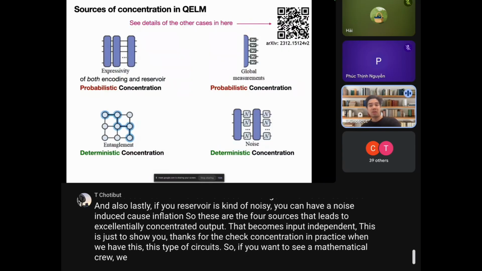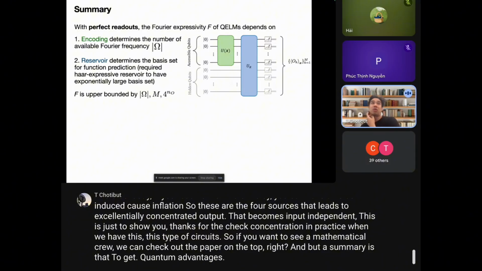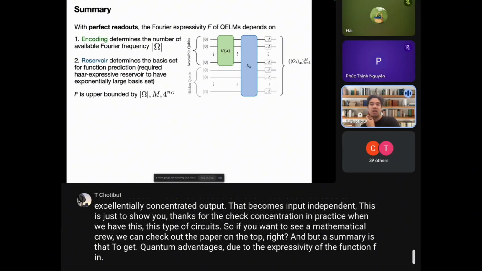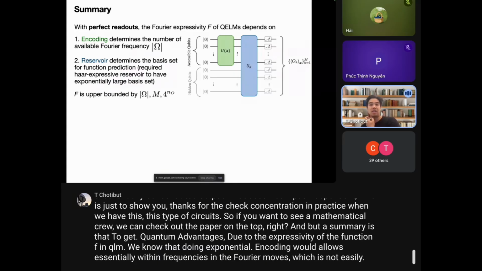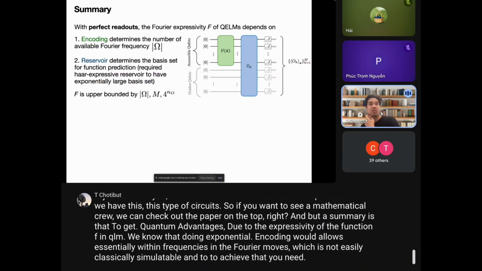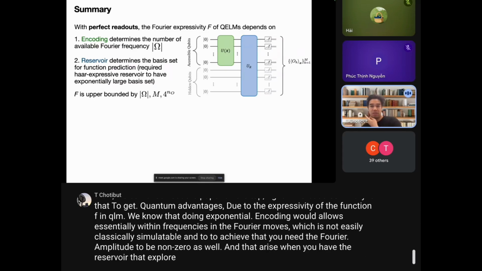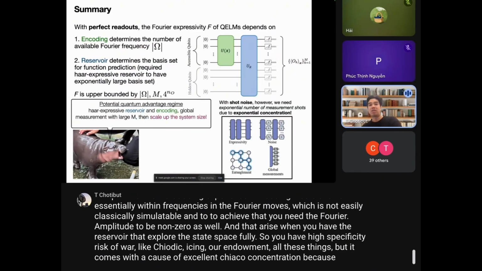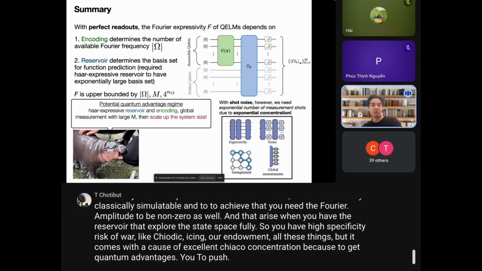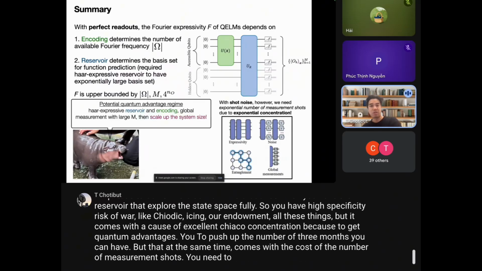If you want to see a mathematical proof, you can check out the paper on the top right. But the summary is that to get quantum advantages due to the expressivity of the function f in QALM, we know that doing exponential encoding allows exponentially many frequencies in the Fourier modes, which is not easily classically simulable. And to achieve that, you need the Fourier amplitude to be non-zero as well, and that arises when you have a reservoir that explores the state space fully. So you have a high expressivity reservoir like chaotic Ising, random, and all these things. But it comes with a cost of exponential concentration, because to get quantum advantages, you need to push up the number of Fourier modes, but that at the same time comes with the cost that the number of measurement shots you need scales exponentially large with the system size.